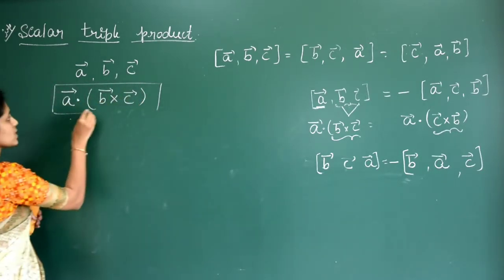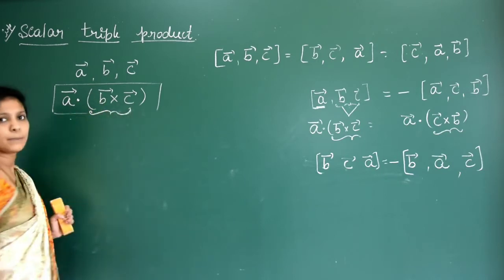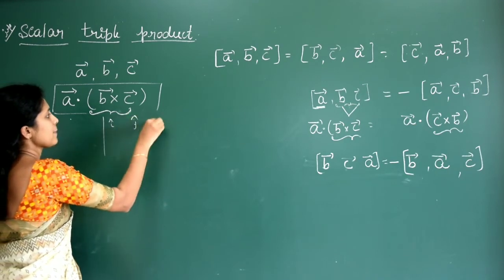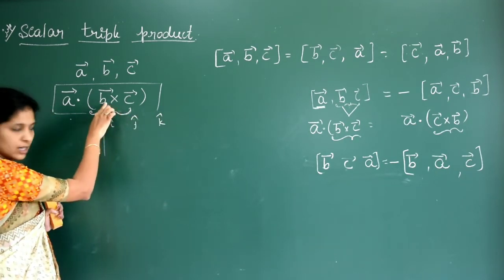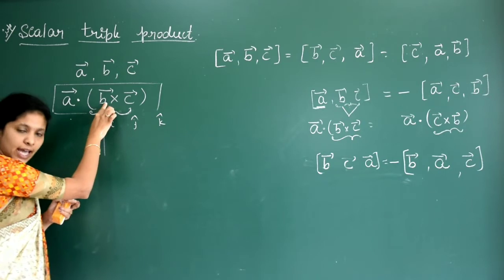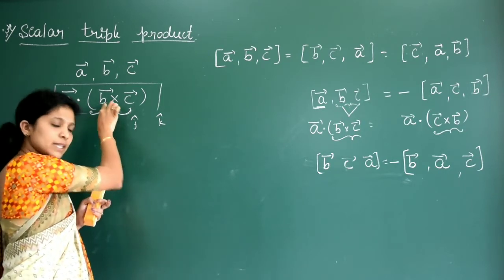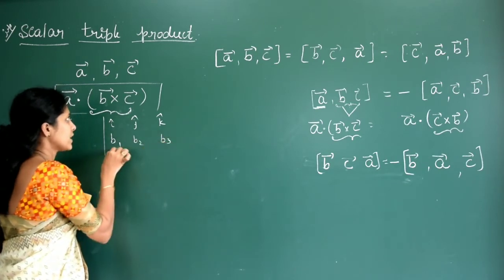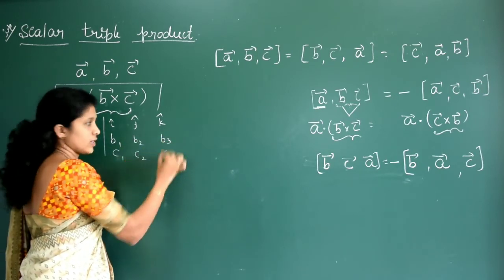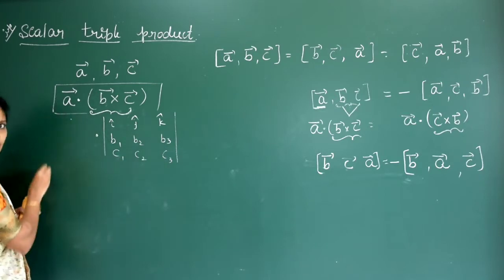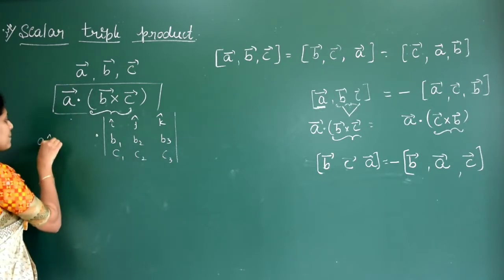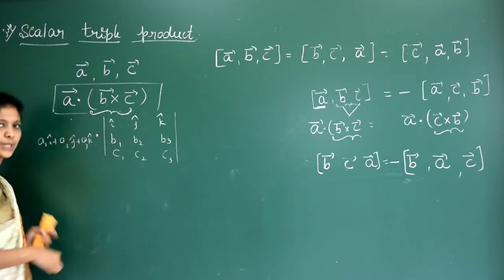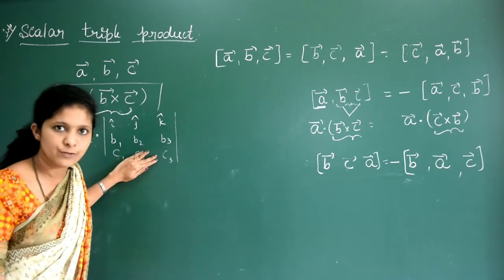First, as I told you, you have to find B vector cross C vector. So this will be I cap, J cap, K cap. I'll consider the elements as B1 I cap plus B2 J cap plus B3 K cap. So this is B1, B2, B3. Here I'll get C1, C2, C3. This is dot product with A vector, which we consider as A1 I cap plus A2 J cap plus A3 K cap. First you need to find the determinant of this matrix.